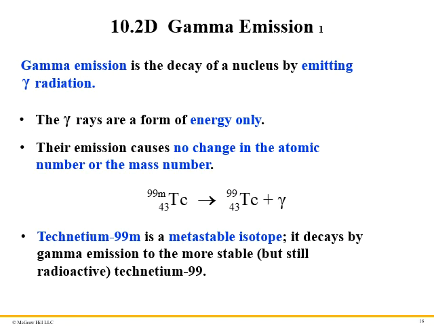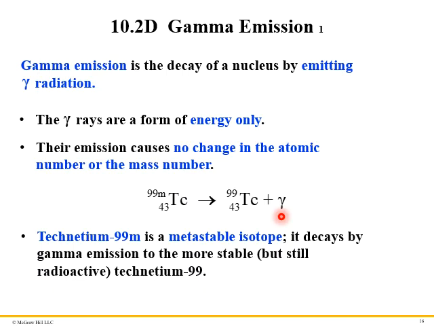Now when we look at gamma emission, it is the decay of a nucleus by emitting gamma radiation. Gamma rays are a form of energy only, so there is really no change in the number of protons, so I don't really expect the identity of my atom to change through this process. So the emission causes no change in the atomic number or the mass number. Basically, whenever I have this, it's going to be very straightforward. I have my symbol, and I have my different masses, etc. Now I represent the same exact symbol plus gamma radiation. That's it.